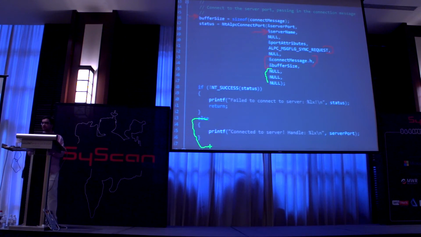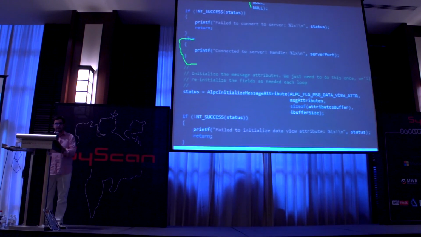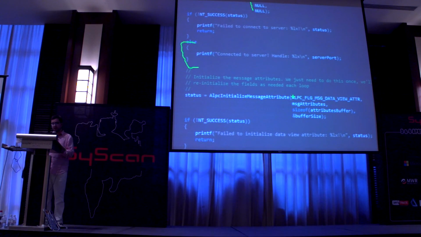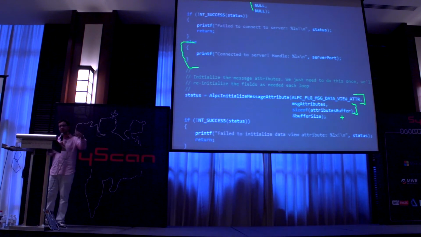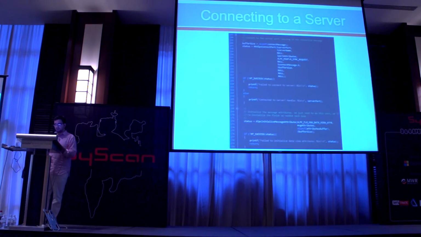Right, and here I'm going to get a connection if it all worked out, and I get a handle back to the server. Now, I'm going to start communicating with the server, so I'm going to tell ALPC what kind of attributes I'm going to send in my messages. And so down here I'm saying I'm passing in some message attributes, and I'm going to be passing in a data view attribute. And I allocate a buffer for this data view attribute. So this is going to allocate a second structure for my attributes. So every time I send a message, I'm going to send this metadata payload and the data payload a little bit later on. Easy enough.